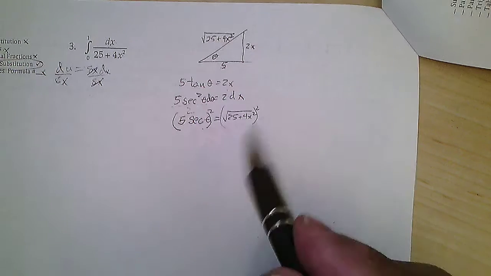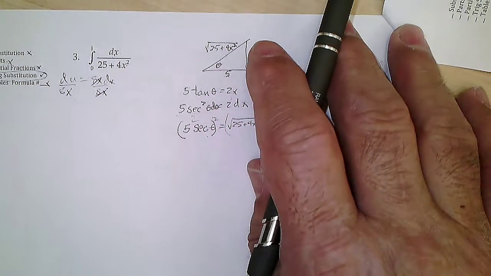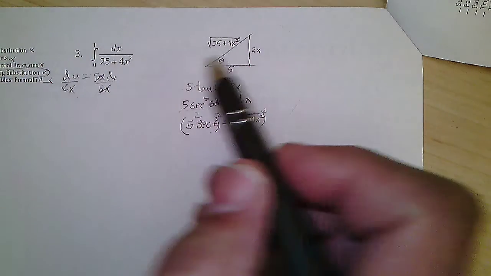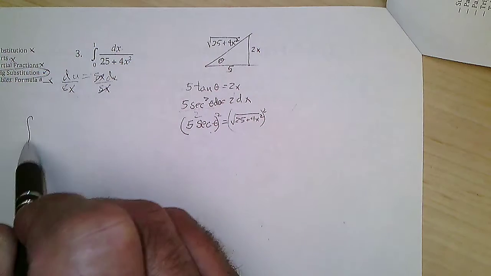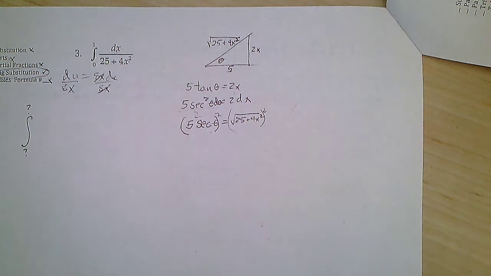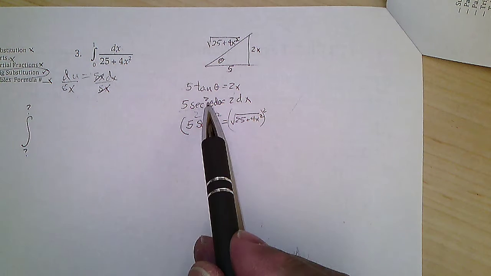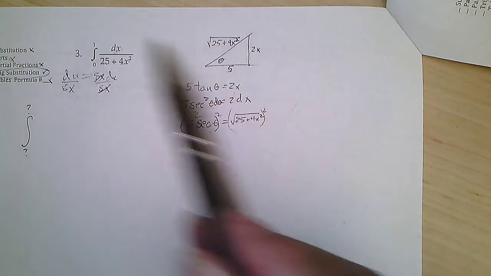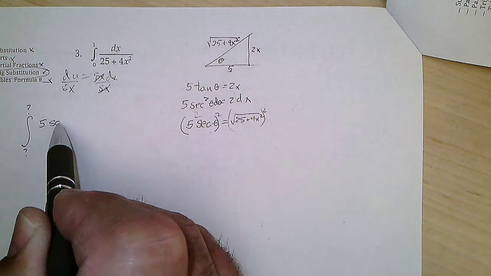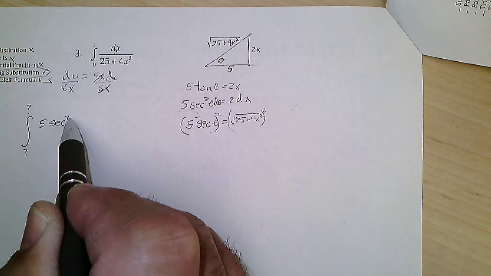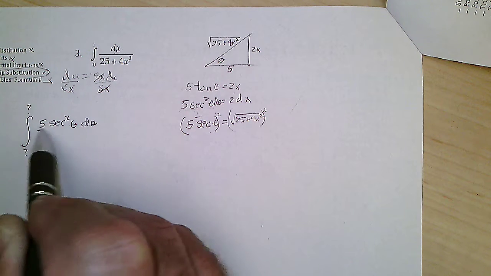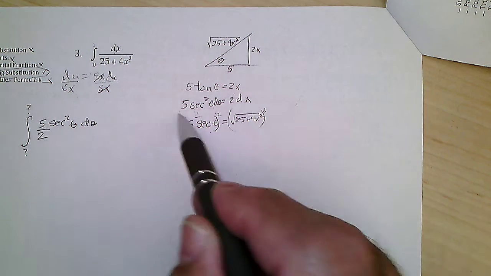Let's go back and do this one. Since I'm on this page, since we're probably going to do this one with trig sub, then we'd have the integral. It would no longer be from 0 to 1, so we got to put question marks there. Not 0 and 1, because we're changing to theta. And dx will be replaced with 5 secant squared theta d theta over 2 from this.